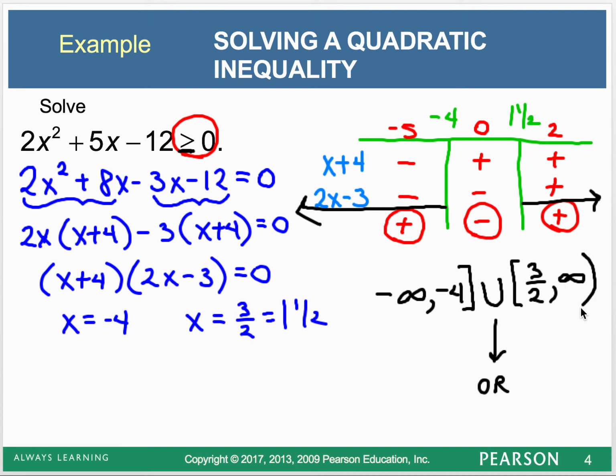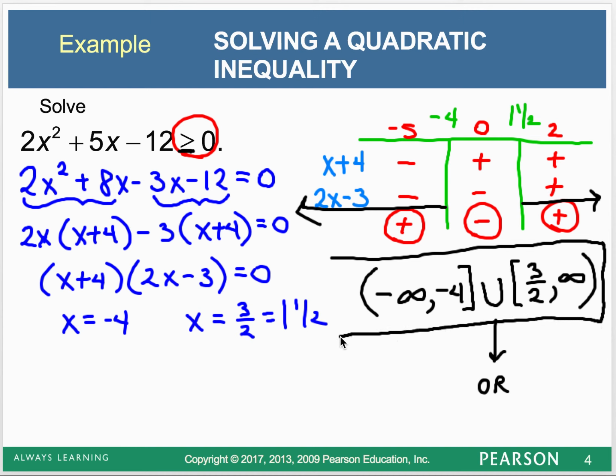Now, infinities always have to have parentheses. Always, always. Because infinity is not a number you can include. It goes forever and it never stops, so there's not a number to include. If I put a bracket on it, it would mean include infinity. So anything in the interval from negative infinity all the way up to -4, including -4, or from 3/2 all the way through infinity, including 3/2, would be a solution to this problem.